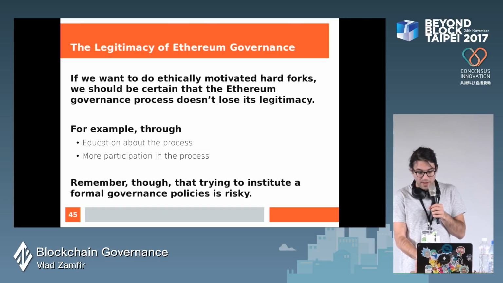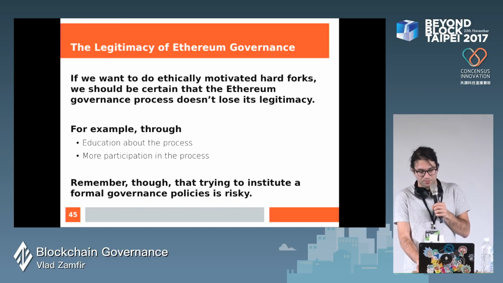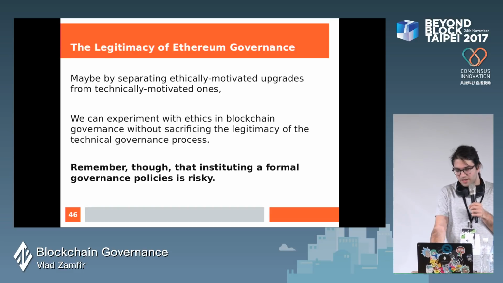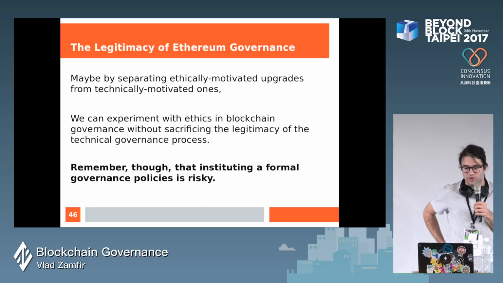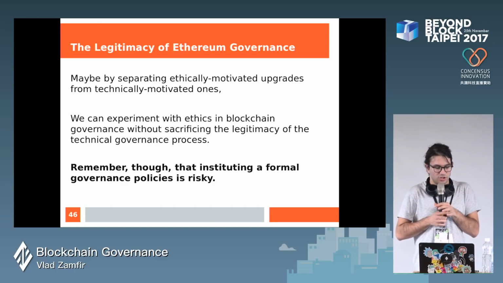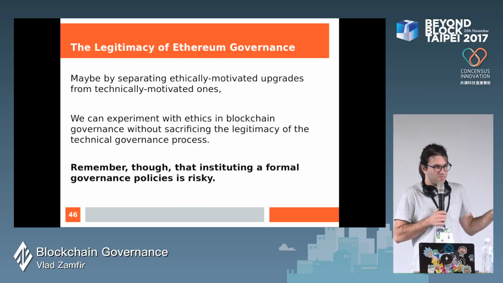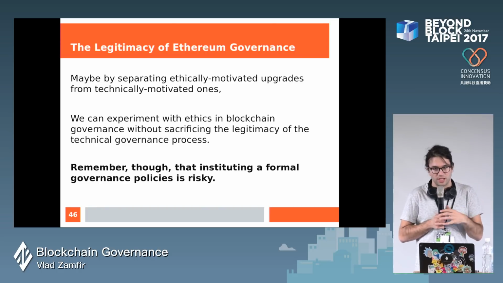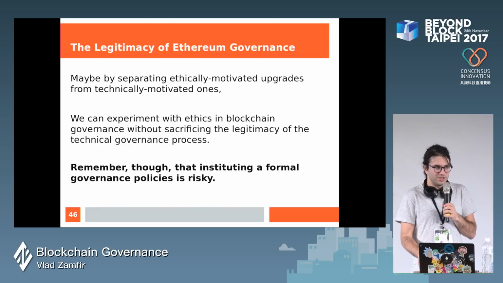So, partly again, education and participation can make a big difference. And one thought that I have is that if we separate ethically motivated hard forks from technically motivated ones, then maybe we can experiment with ethics and blockchain governance without sacrificing the legitimacy of the technical governance process. And I think that's just a thought. I don't really want to make it much more than that because I think it's really quite risky to try to formalize and institutionalize policies, because you could be wrong.